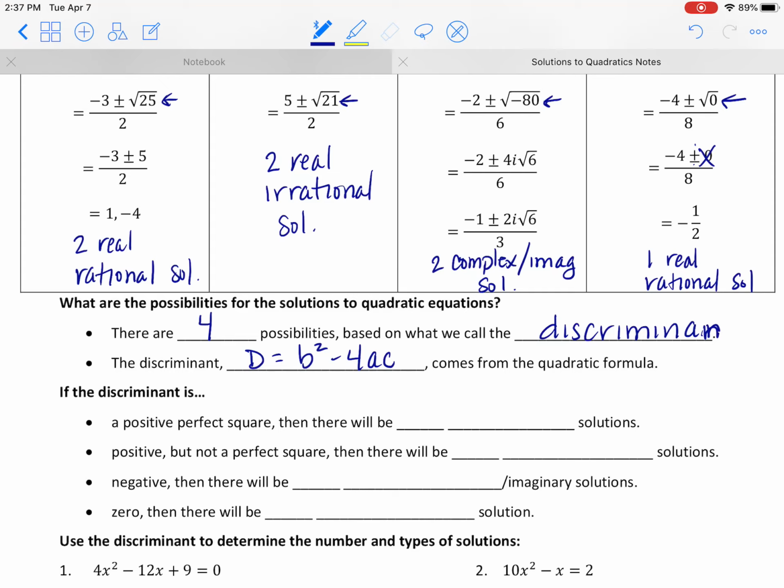Sorry, my eraser is still on, and I erased some of my work over here. Okay, so what we have is, oh, I erased this too, son of a gun.